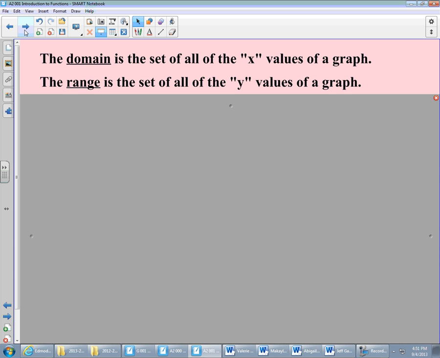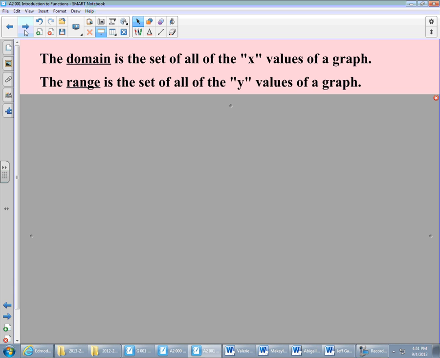We're going to start off with a couple of basic definitions. You already have these in your notes, but if you don't remember them perfectly, you might want to go ahead and write them down. Let's get that knowledge base back up to 100%. See if we can't get these memorized. The domain is the set of all the x values of a particular graph, and the range is the set of all y values of a particular graph.